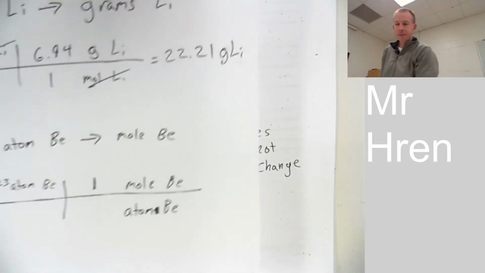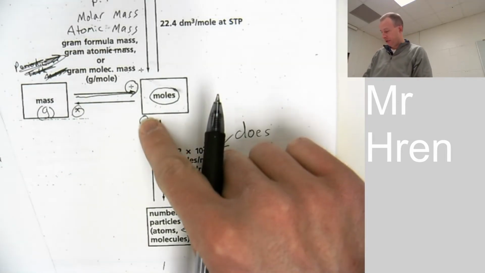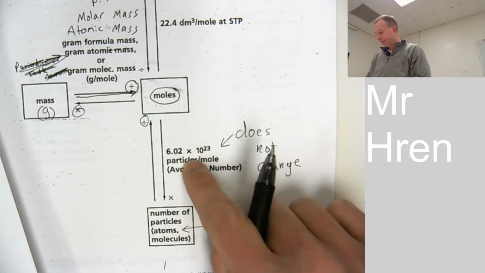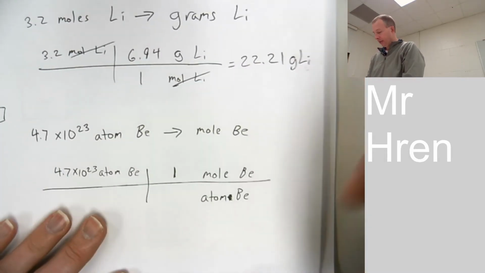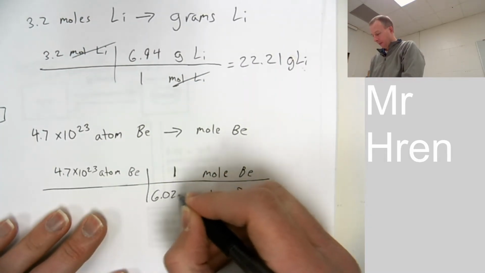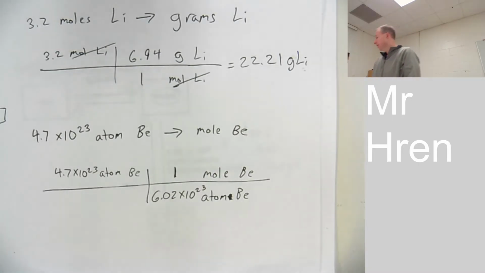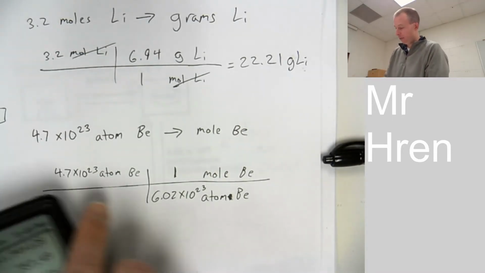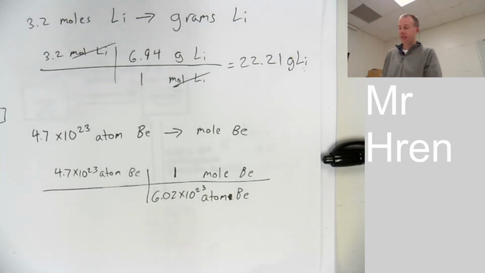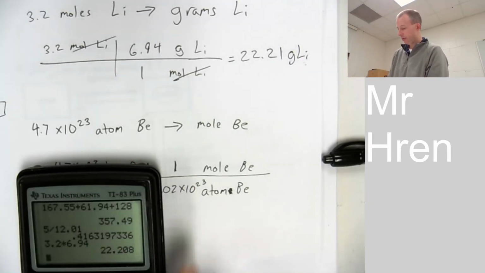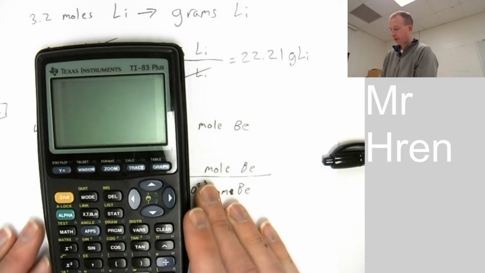And then this also tells you you're dividing by Avogadro's number. You're dividing, and that goes on the bottom. So just put it in there, and you're going to do your math. You're going to do 4.7 times 10 to the 23rd divided by 6.02 times 10 to the 23rd. All right.